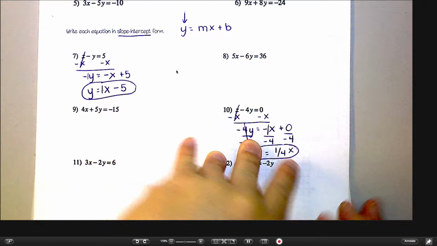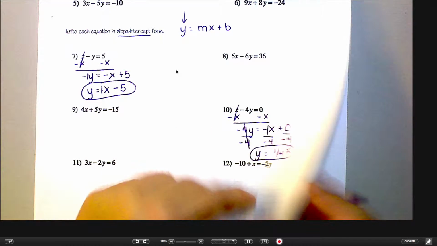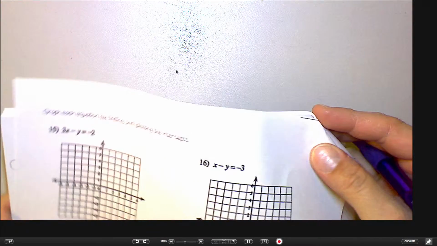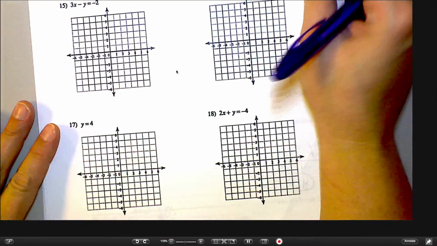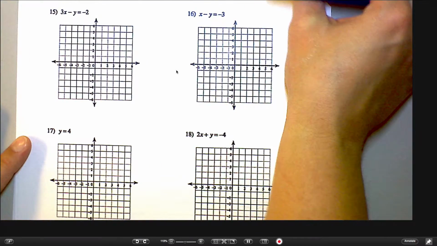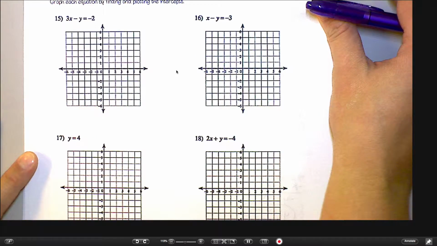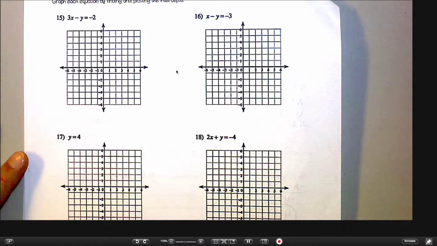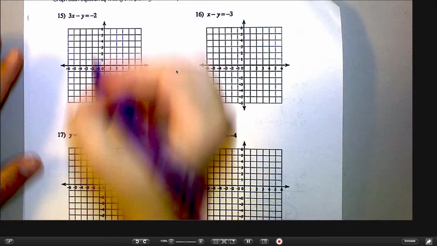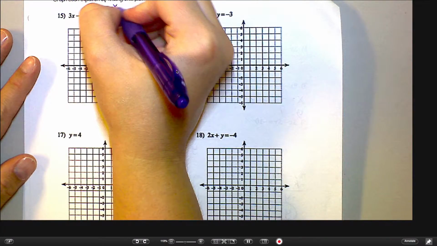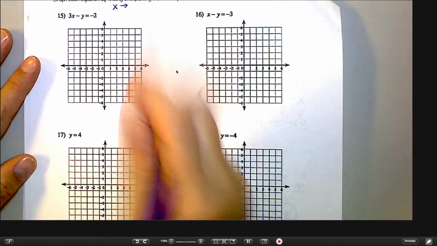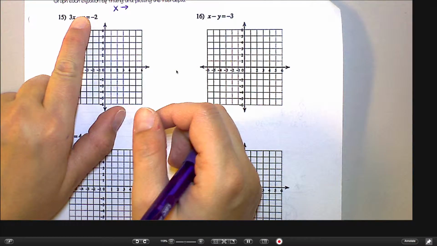Okay, let's go to the back of that with the graphs. This wants you to graph using the intercepts. Okay, Michael? 15. So first thing I need is the intercepts to be able to graph with the intercepts. At the x-intercept, y is equal to 0, right? So I would have 3x equals negative 2.